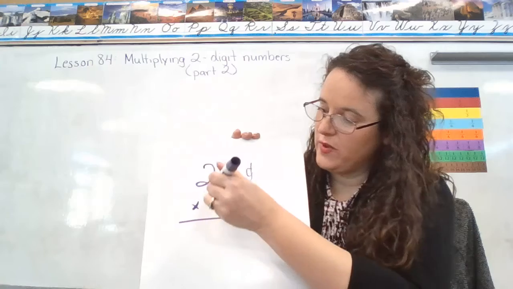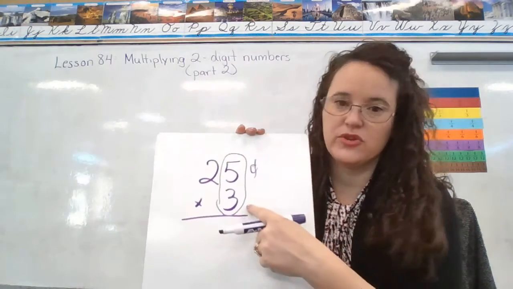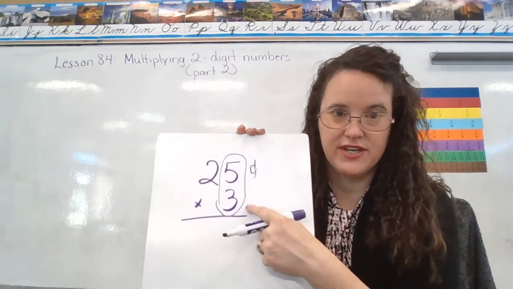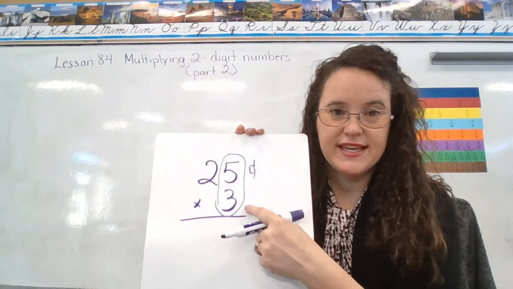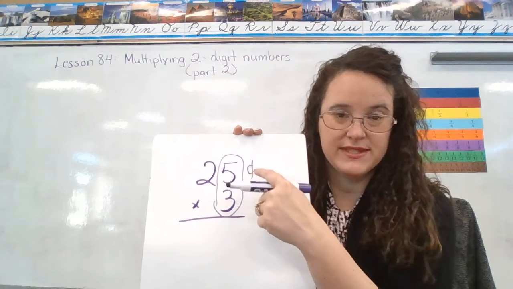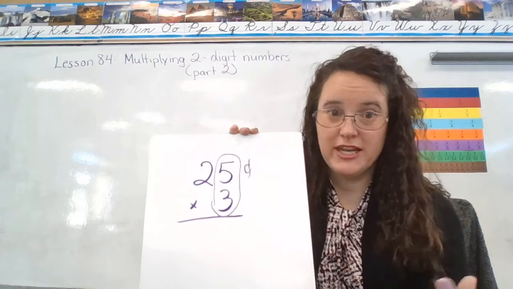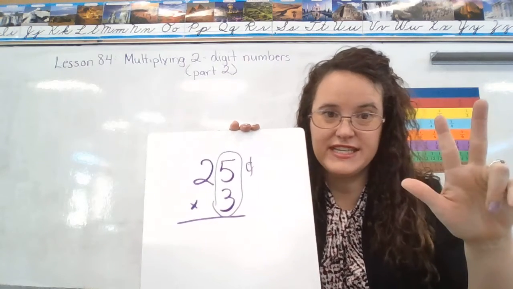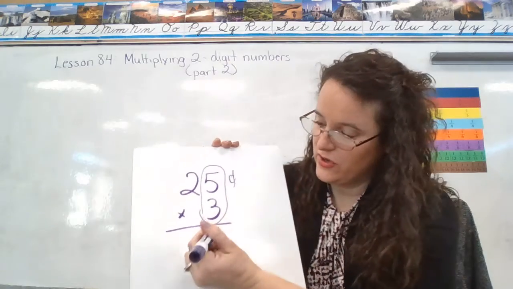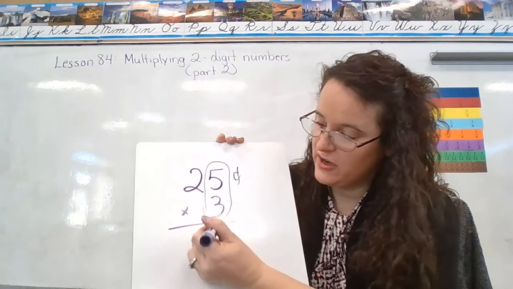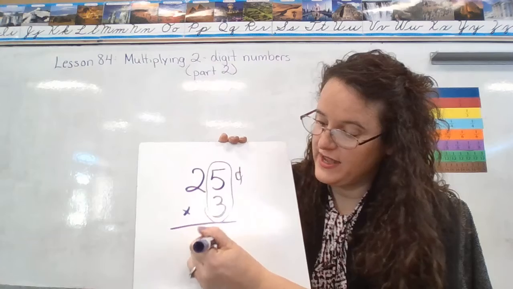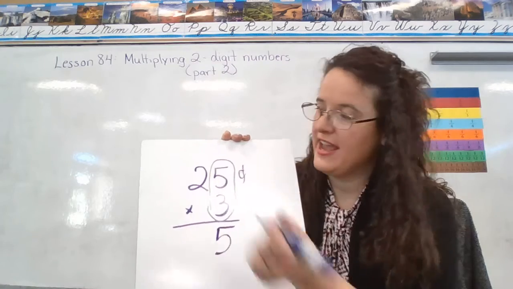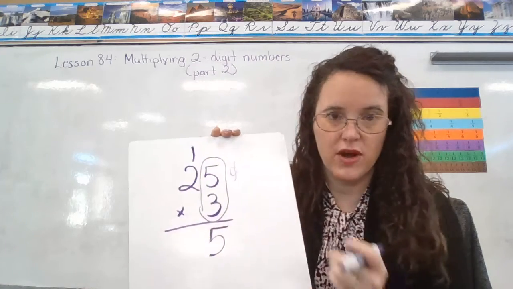So here's the process every time. We start with our ones. So we take the number that we're multiplying down here and we say, what is 3 times 5? So you might know the answer, or you might need to count by 5s, 5, 10, 15. And so, just like in addition, we got 15. We have to put our 5 down here, and we have to carry our 1.